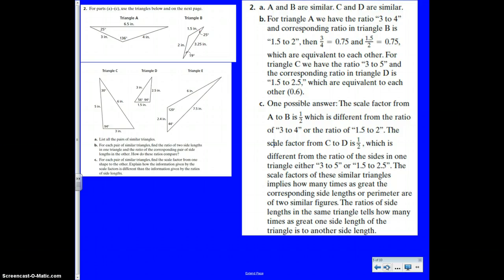Again, the same question: what is the scale factor and how is it different than the ratio? The scale factor from A to B was half, and the scale factor from C to D was also half. Both of those are different than the ratios. Again, the ratio compares two sides on one figure to the same two sides on a different figure, and the scale factor compares one length to the next length or one width to the next width.